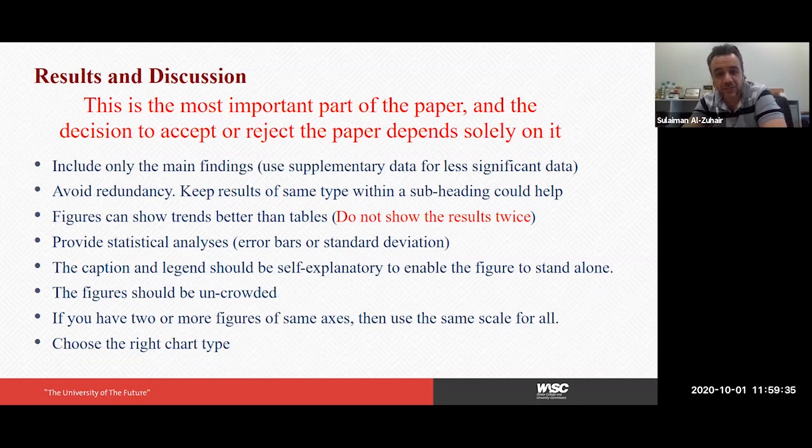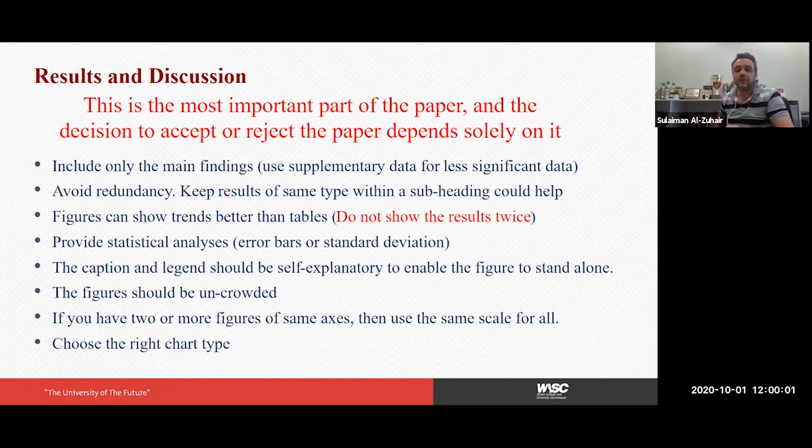The captions and legends should be self-explanatory and enable the figure to stand alone, because this is important, since some search engines look for figures. So you can see the figure and read the caption and understand it without returning to the journal. And that increases the citations again. The figure should be uncrowded. Don't overdo it so that people will not see what's happening.